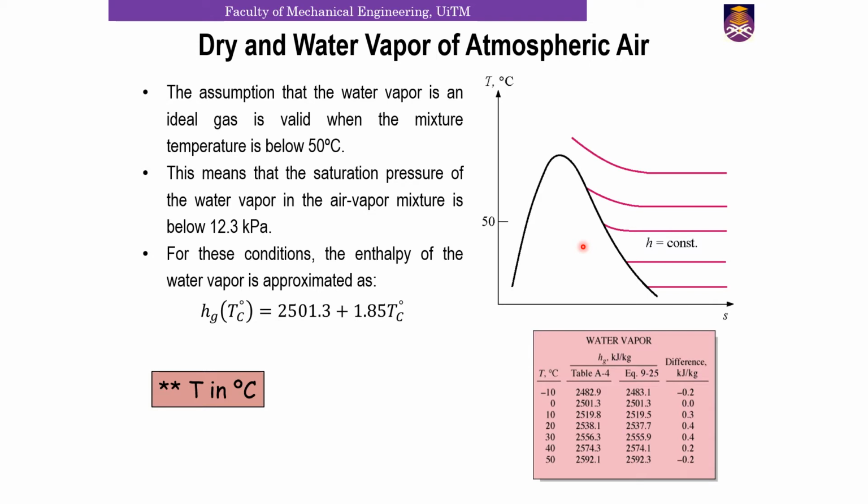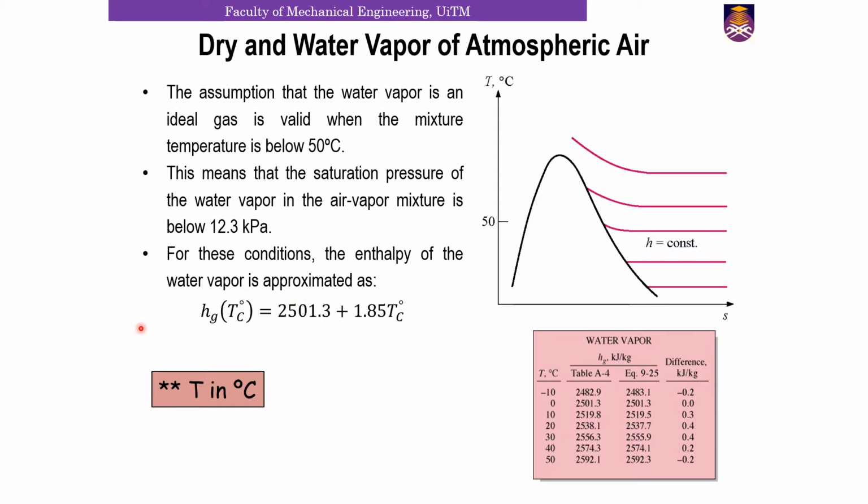Therefore, the enthalpy of water vapor in air can be taken to be equal to the enthalpy of saturated vapor at the same temperature. So for these conditions, the enthalpy of water vapor can be approximated based on this formula. As we've discussed, the saturation pressure of water vapor in the air mixture is below this, or we can say that the temperature is always below 50 degrees Celsius.